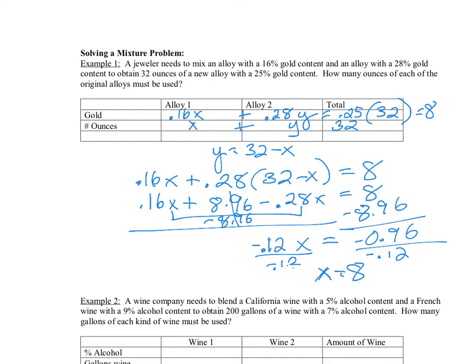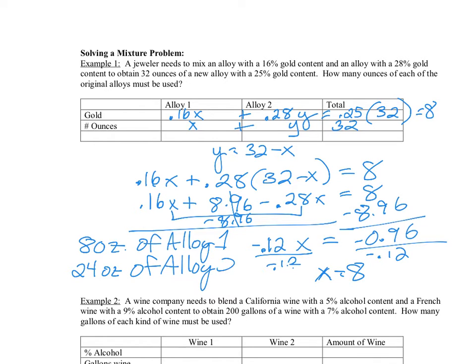So I need 8 ounces of alloy 1. And then I plug that in. Since I need 32 altogether, I need 24 ounces of alloy 2. This is going to give me my 32 ounces. All right, there we go.